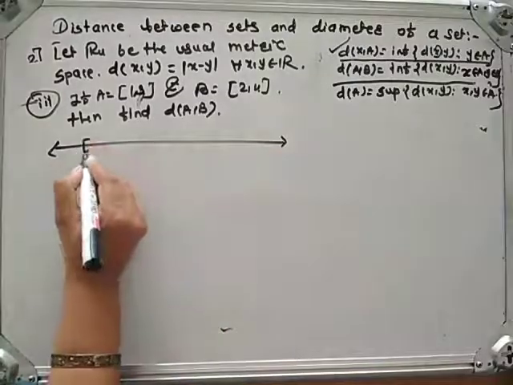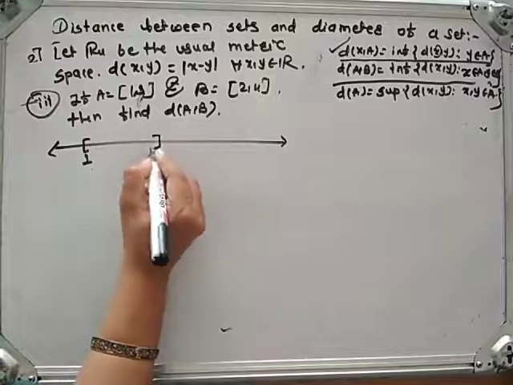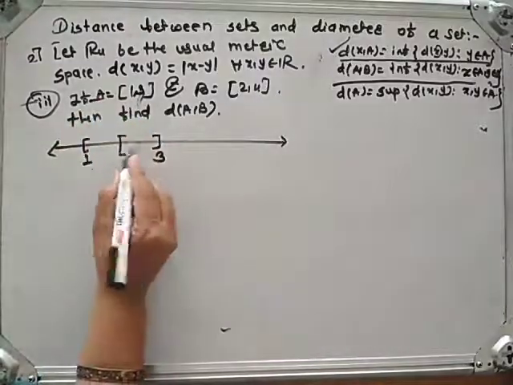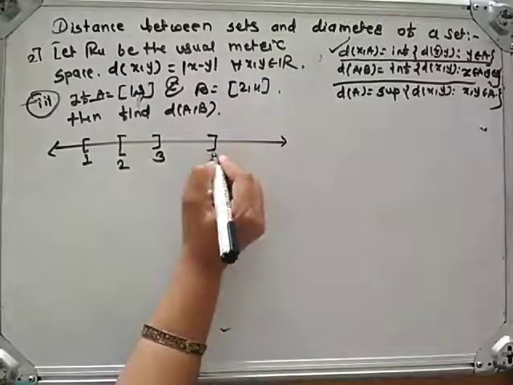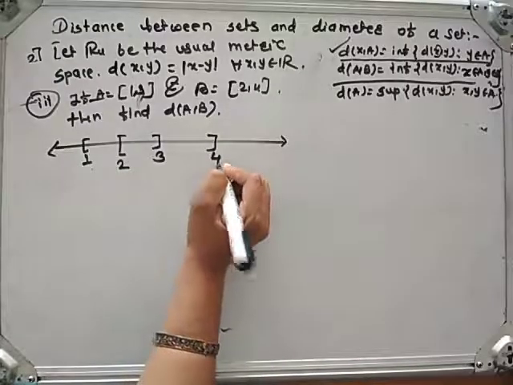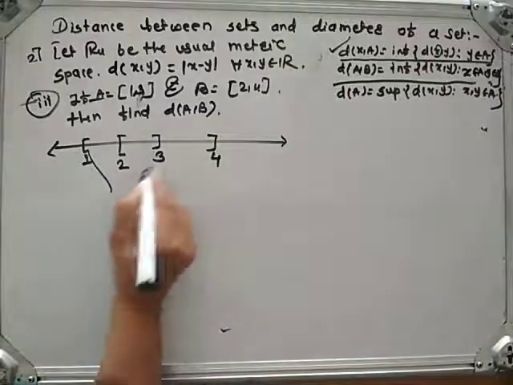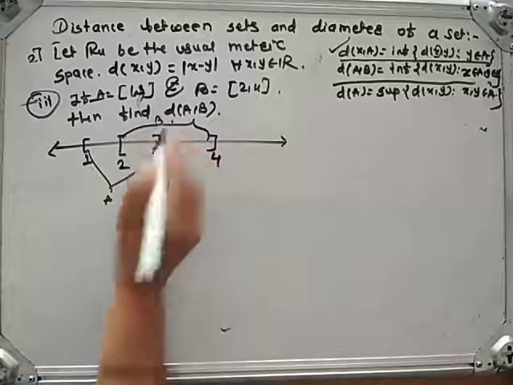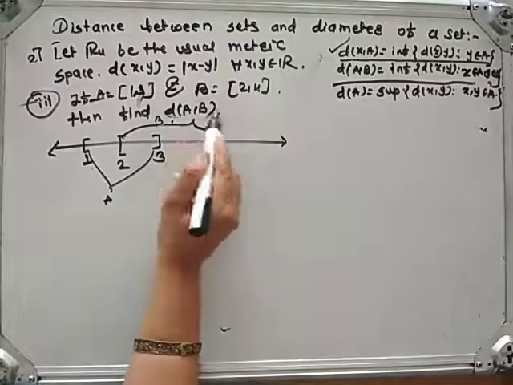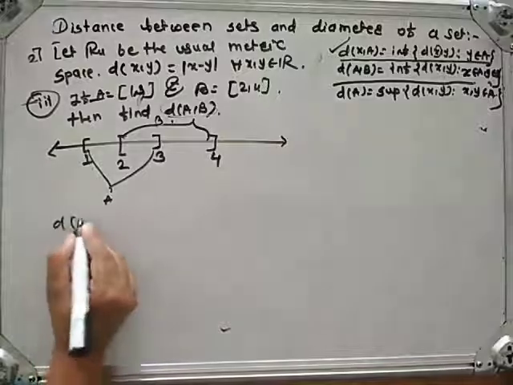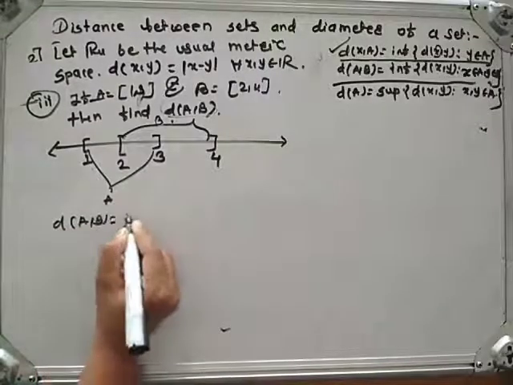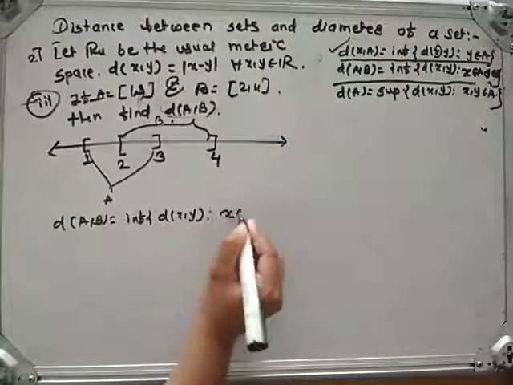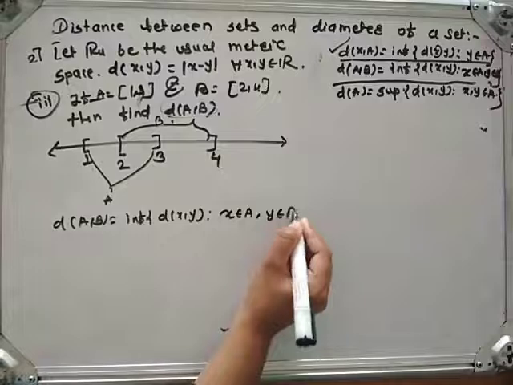Again, consider this is a real line. Suppose here is a closed interval [1, 3], which is set A, and here is a closed interval [2, 4]. This is set A and this is set B. We have to find the distance between A and B. The distance between A and B is nothing but the infimum of d(x, y) such that x belongs to A, y belongs to B.